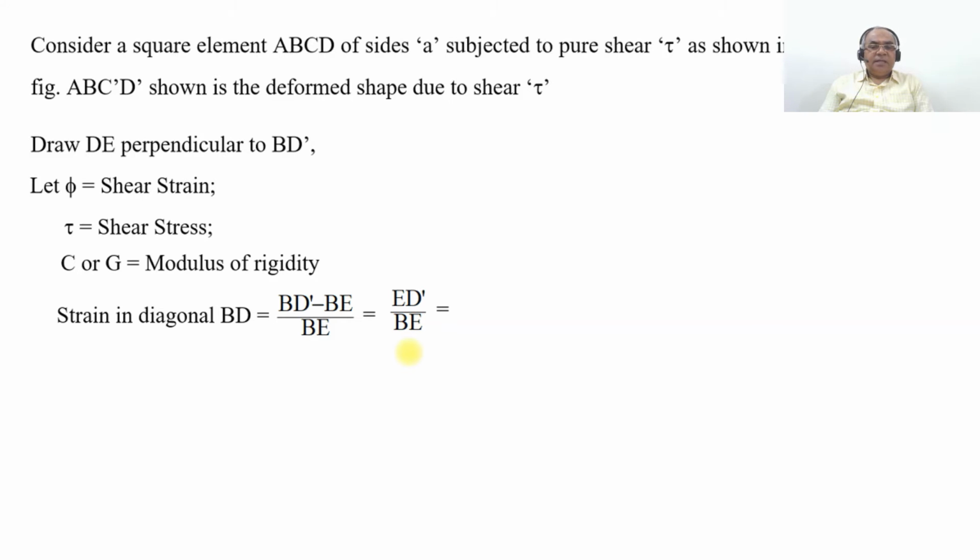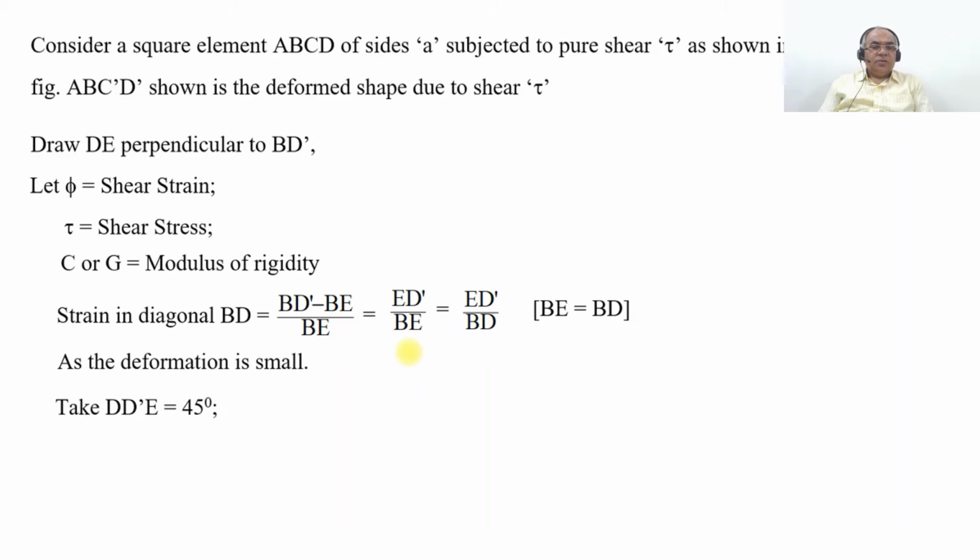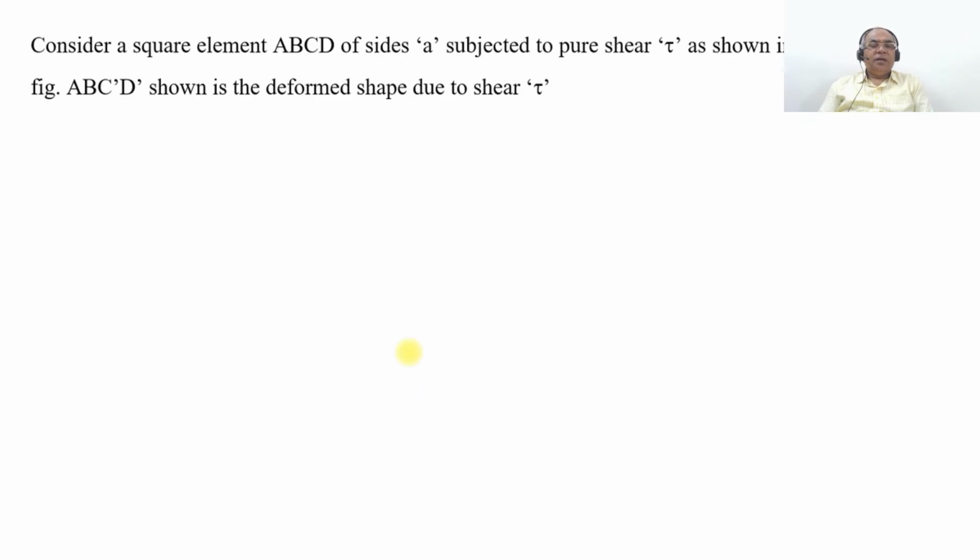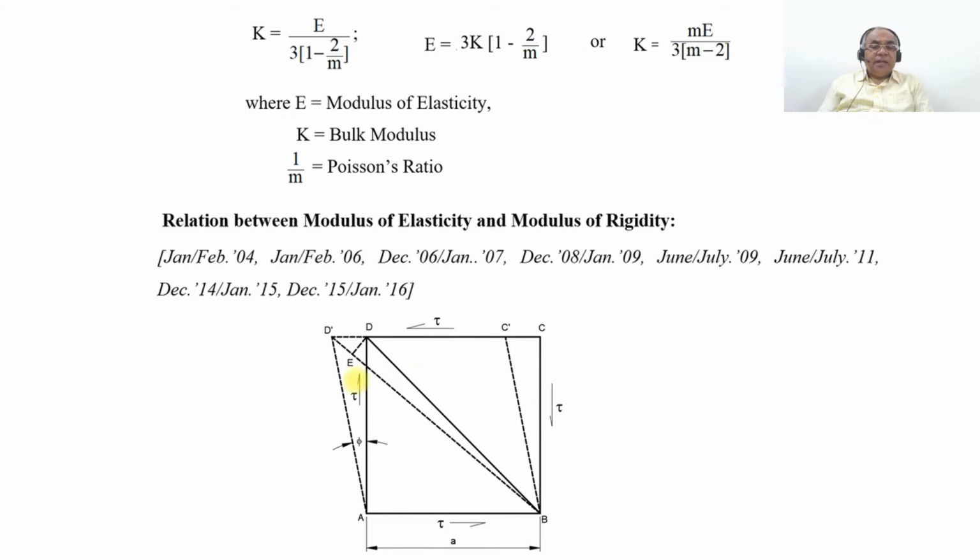BD dash minus BE is nothing but ED dash, so the strain is ED dash by BE, and BE is equal to BD. As the deformation is small, take angle DD dash E to be equal to 45 degrees. What does it mean here? In this figure, angle DD dash E is 45 degrees.